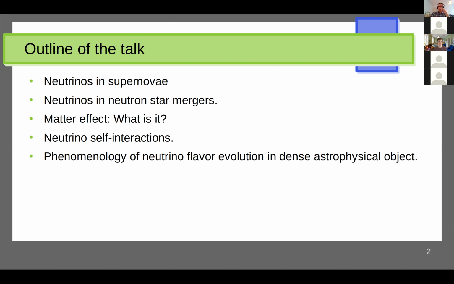So what I'm going to do is describe how the neutrino flavor evolution occurs in these astrophysical environments. And I will particularly talk about the matter effect and what happens in these dense astrophysical environments is that neutrinos undergo coherent forward scattering from other neutrinos, just like they undergo coherent forward scattering due to other matter particles in the sun. Okay, so I will describe that phenomenon. And then lastly, I will describe a few phenomenological consequences of that effect.